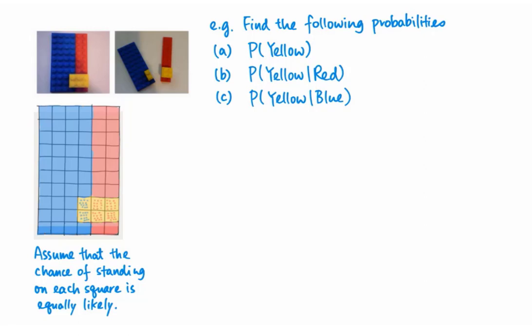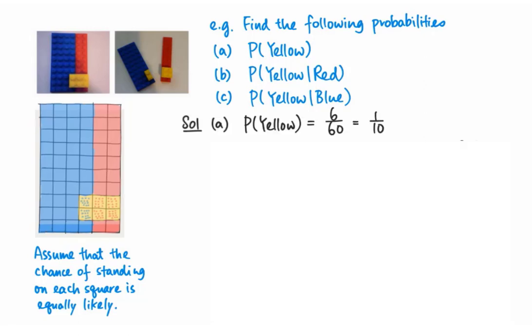Now suppose we pick a square from this rectangle at random so that the chance of picking each square is equally likely. We wish to find the following probabilities. Part A, we want to find the probability that the square we pick has yellow color on it. Part B, we want to find the probability that the square we have picked has yellow color on it given that the square we pick has red color on it. And part C, we would like to find the probability that the square we picked has yellow color on it given that the square we pick has blue color on it.